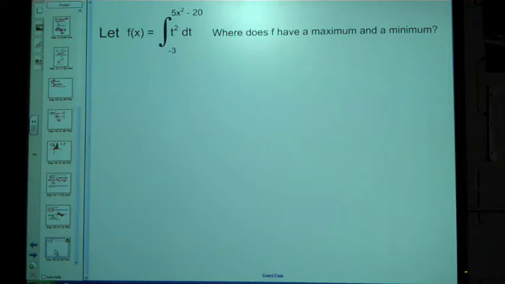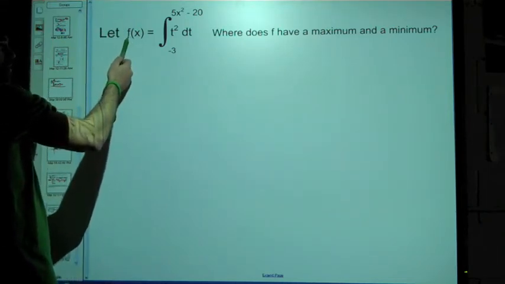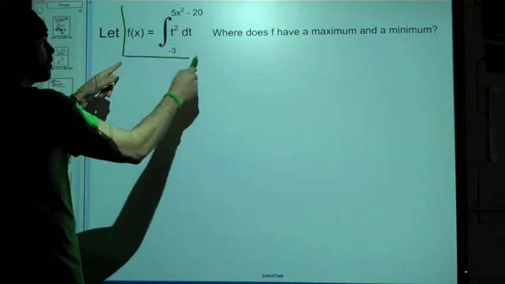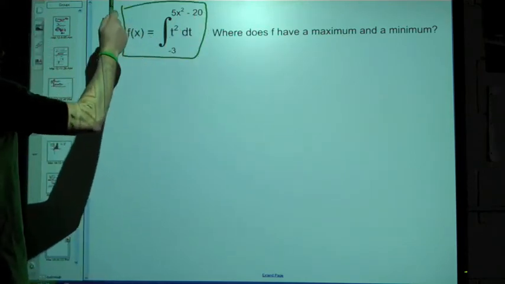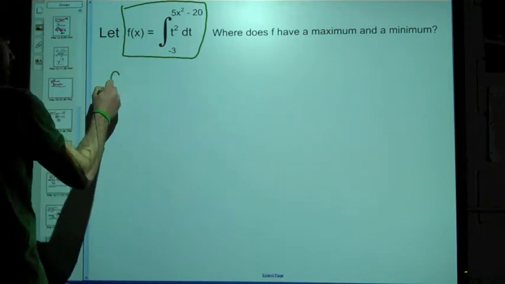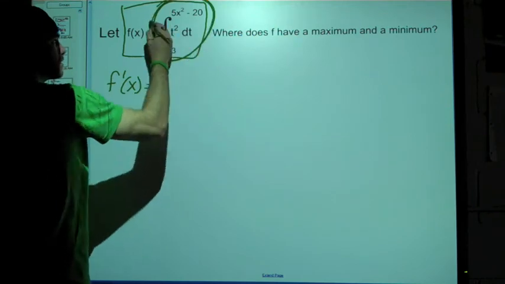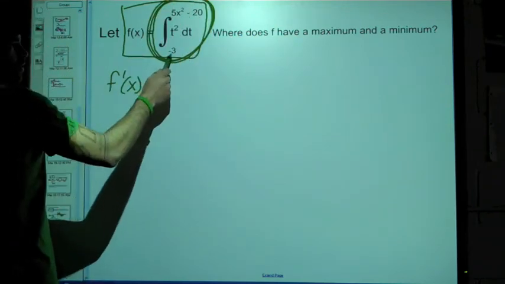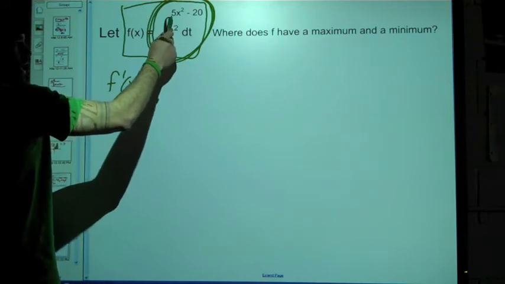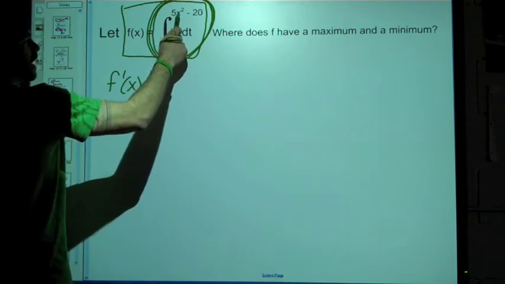Last one. Where does F have a maximum and a minimum value? Alright, so here I use F. Remember, it does not matter what letter this is. You have to look at this and say, I got a function equals area under curve. This is an accumulation function. Max min. How do I find a max min? Derivative. F prime, the derivative of this. We're going from a number to 5x squared minus 20.